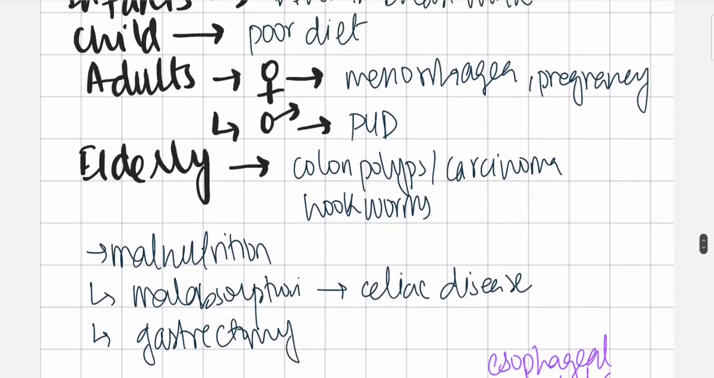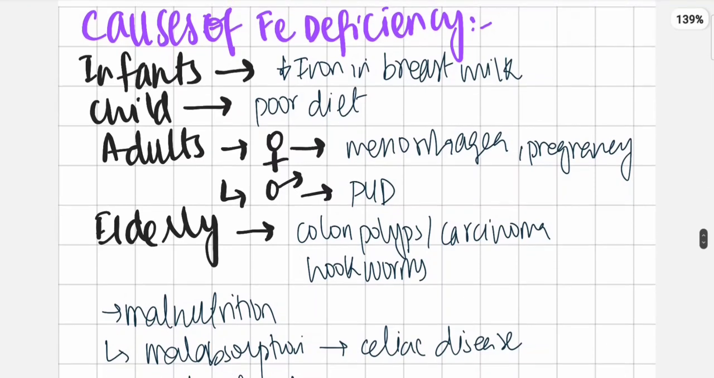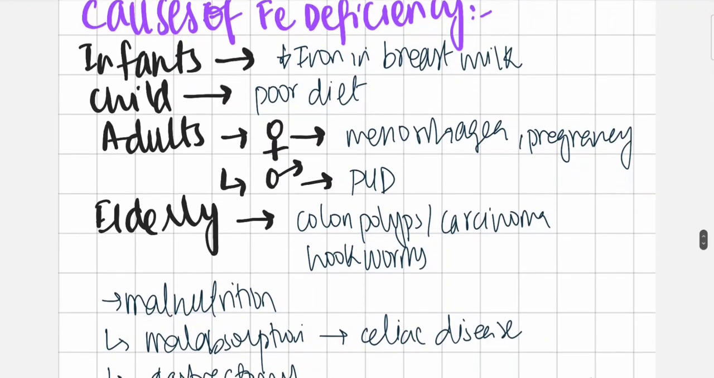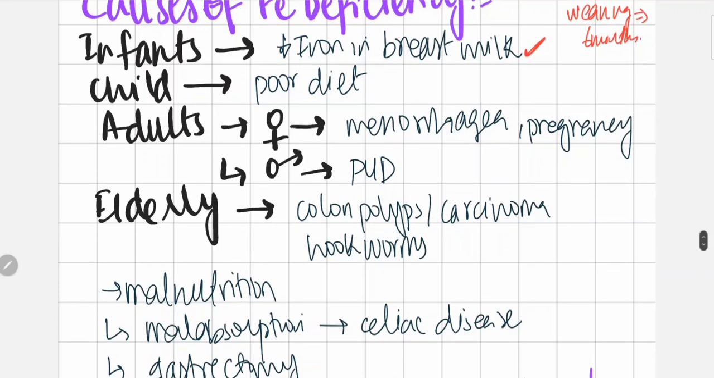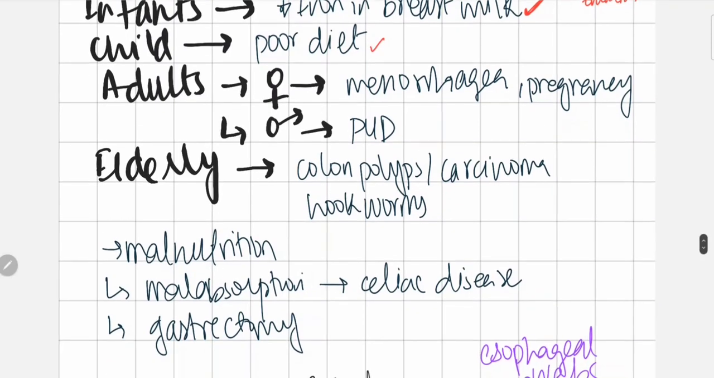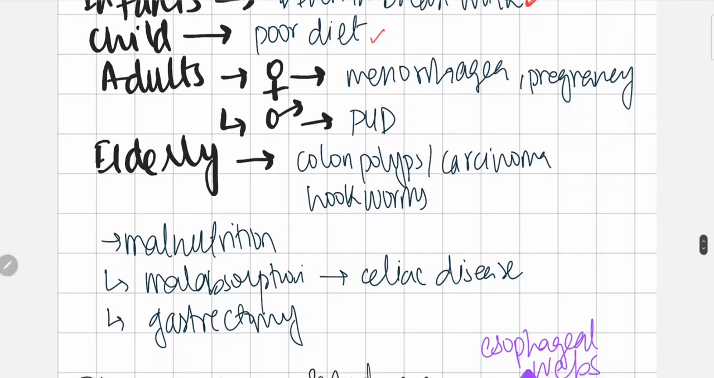Now, there are going to be certain causes of iron deficiency anemia, and it can be at any age. So in infants, it could be due to breast milk. And we know that we start weaning at 6 months. So if the weaning is not started at the proper time at 6 months, and only breast milk is fed to infants, then they're going to have iron deficiency anemia. And in children, of course, it's going to be poor diet. In adults, in females, either it's going to be menorrhagia or pregnancy because of a lot of blood loss, and in pregnancy, of course, the demand is increased.